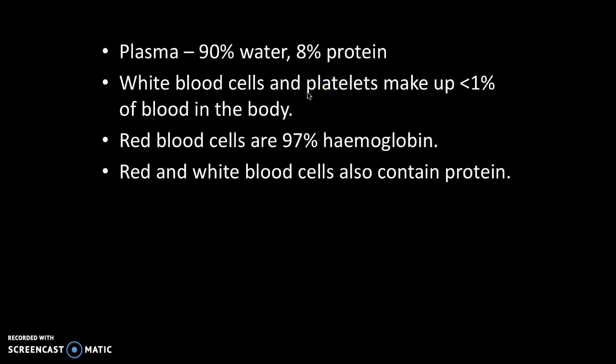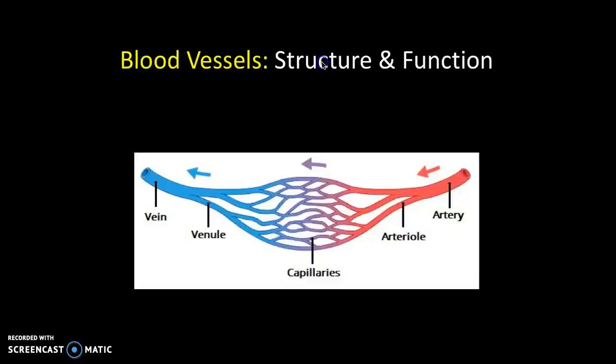And then red blood cells are actually 97% hemoglobin. So they are purely based around transporting oxygen, really. Like it's quite clear that their main purpose is definitely the transport of oxygen. And then you have red and white blood cells also containing protein. So while they are mainly focused on fighting diseases or transporting oxygen, depending on which they are, they also have other roles that they need to fulfill.